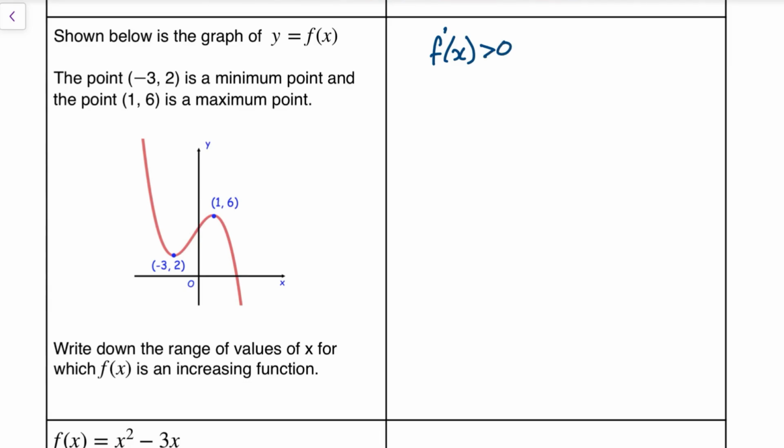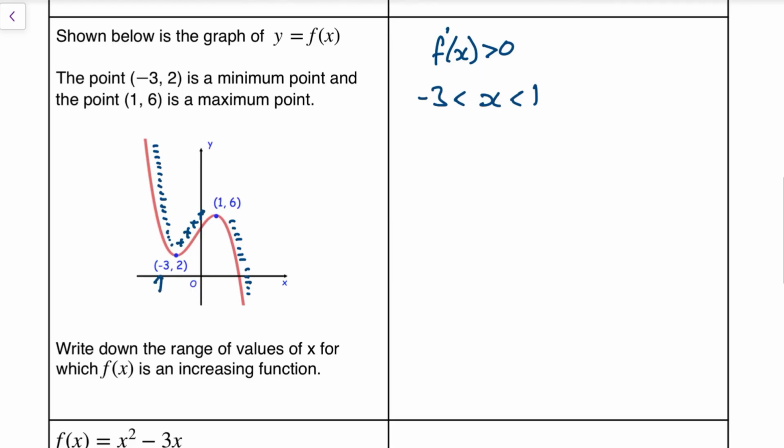So if you think about the gradient here, it is negative, and then it becomes positive because I'm going up, and then it's negative again. So the question is basically saying, where is the gradient positive? And it is between, as a range, the x values of 1 and minus 3. In other words, this x value here and this x value here.